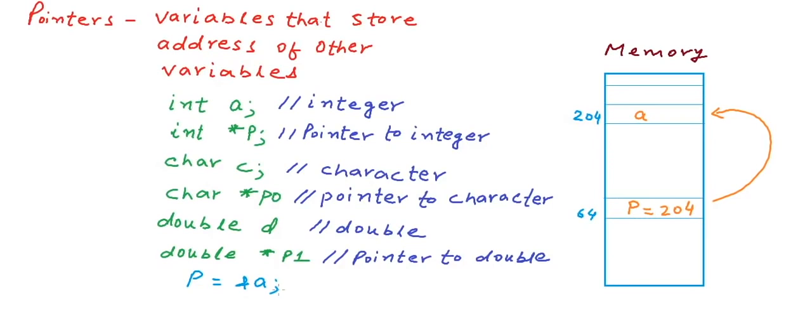And using p, we can also get the value of a. So let's say if a is 8 and we use a star operator in front of p, then this star p gives us 8, which is the value of a. If we try to print star p, it gives us 8. Let us now try to see some of these in real code.